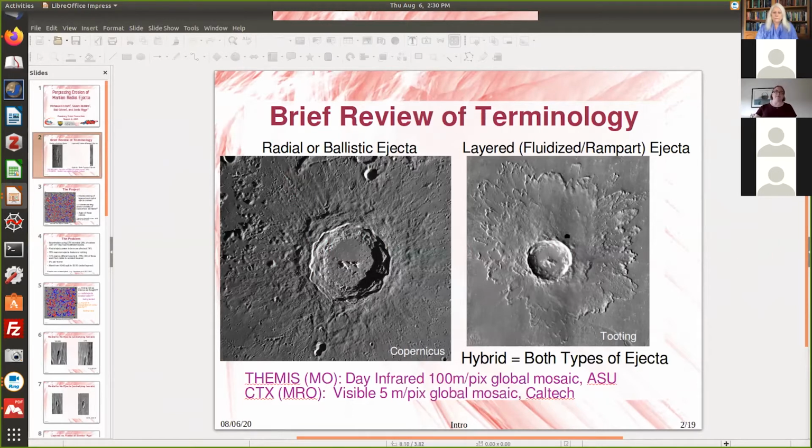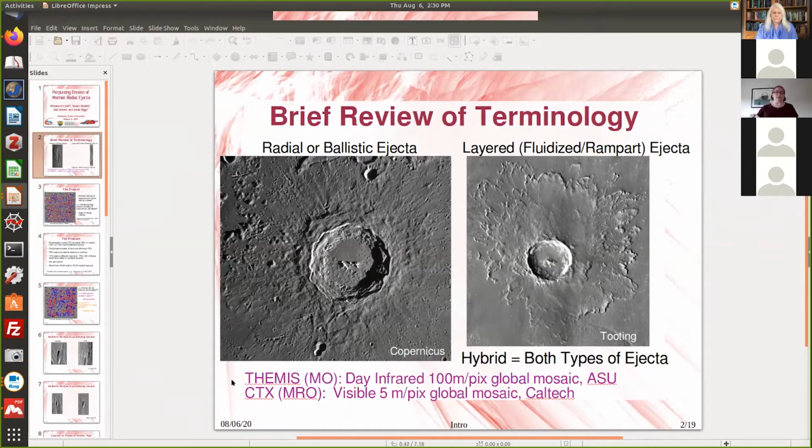The important difference between the two for this talk and for my project is that radial ejecta tend to form in terrains that don't have a lot of volatiles in them. They're typically pretty dry, whereas layered ejecta are thought to form in terrains that have subsurface water or ice. There are other ideas out there, but that is the one we will be assuming for the purposes of this project. And then finally, you can have hybrid ejecta, which has both types of ejecta together. We'll see some examples of those in a little bit.